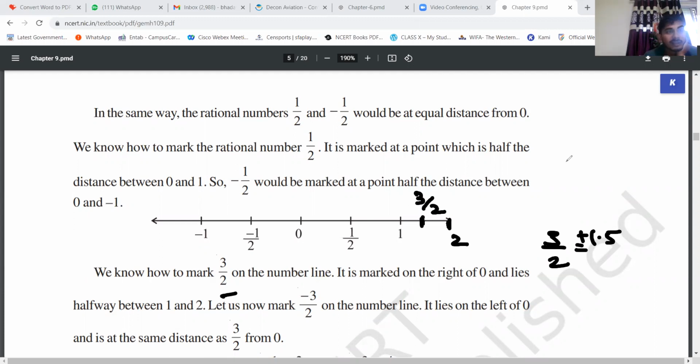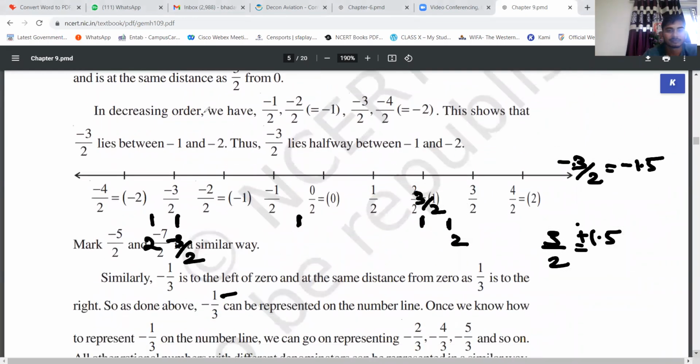And if they ask you where is -3 by 2, so where is -3 by 2? It is negative, so you have to remember it will be on the left hand side. Okay. So it will be how much? If you do the division, -1.5. So it will be here, -3 by 2. I hope it is clear to everyone. You need to first see whether it is positive or negative integer, and then you need to do the division part.